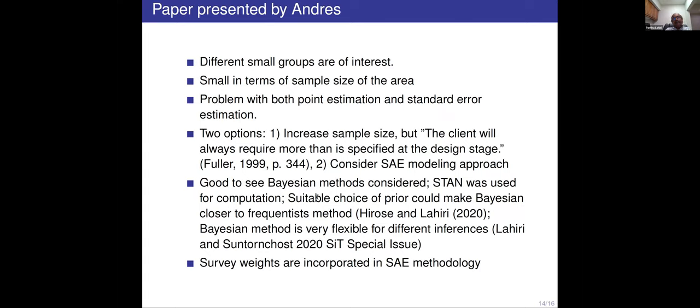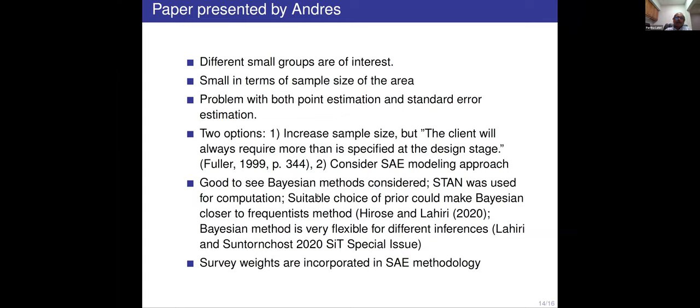that creates a small area problem. A problem with both point estimation and standard error, if you use direct method that I noted earlier, you talked about two options. One is increasing sample size, but there is a famous quotation, the client will always require more than is specified at the design stage by Wayne Fuller. So whatever you do, we have to go for some kind of sophisticated SAE modeling approach. It's good to find out that they're considering Bayesian methods. They were using STAN for computation, but there are other software available like INLA, ADM methods, so you can look at it. They're much faster.